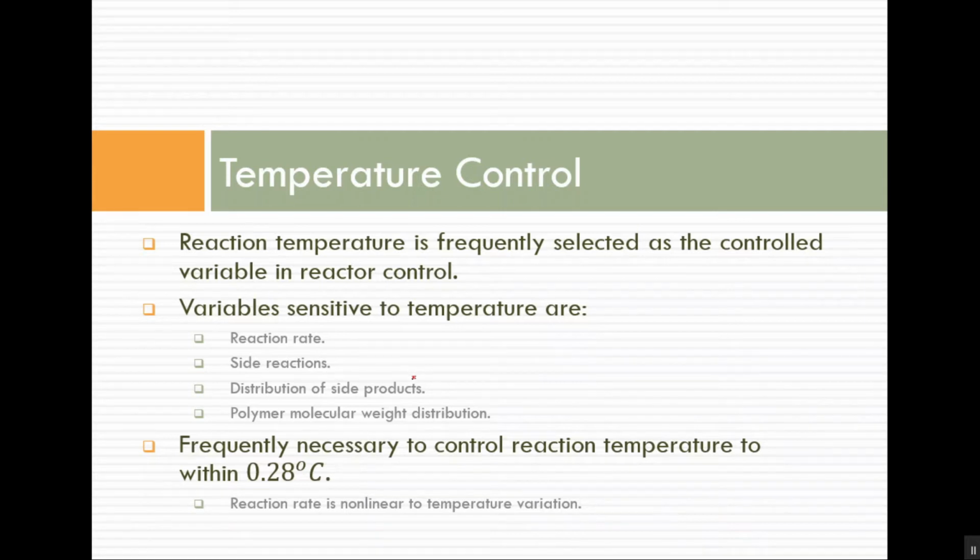And the last one is polymerization. Polymerization will be affected if the temperature is either very high or very low, depending upon the type of polymer. The polymer molecular weight distribution will change if the temperature is changed. So we have to maintain the temperature constant. That is very important. The desired temperature gradient is 0.28 degrees Celsius. The allowable temperature variation around the set point is 0.28 degrees Celsius.